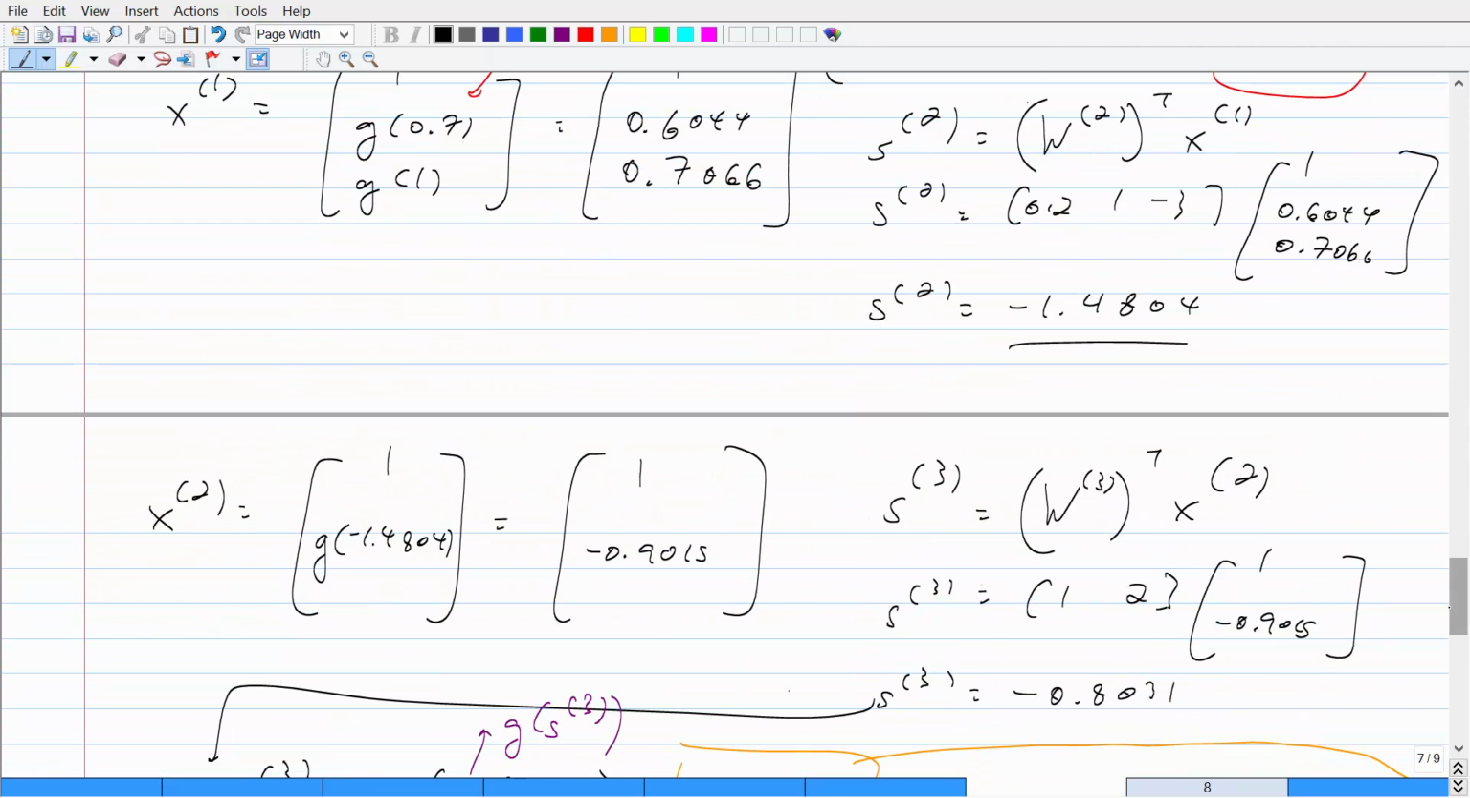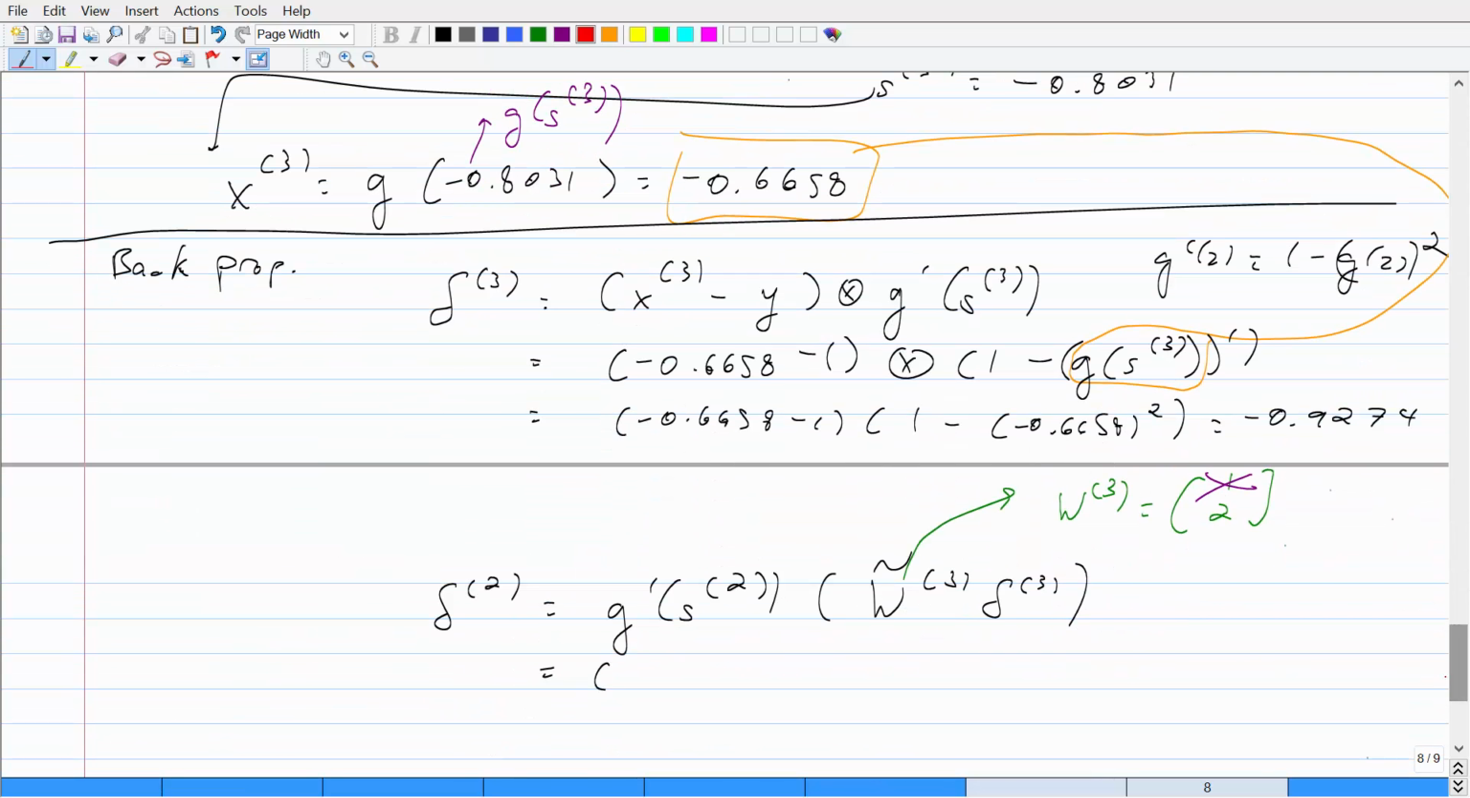Now, to save time, this essentially is equal to G of S2 here, which is equal to minus 0.0915. I'm just going to take this and substitute it below. So in this case, you have 1 minus, well, I'll just write this in for the sake of completeness.